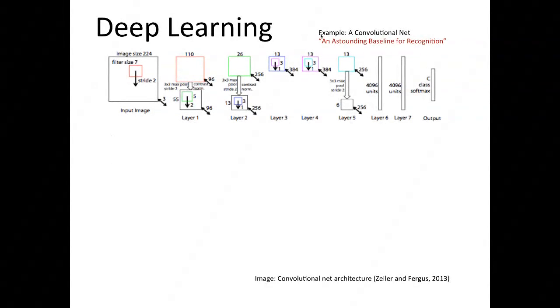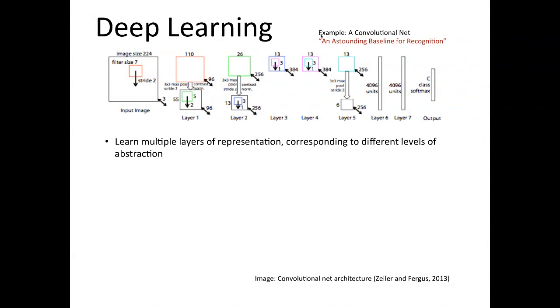Okay, so deep learning, you must be familiar with the word deep learning because people are talking about deep learning every day these days. So deep learning is learning deep. So what is deep? Deep means multiple layers. At first people believed that deep learning is learning deep neural networks, but now in general people talk about deep learning as learning multiple layers of representation, corresponding to different levels of abstraction. So each layer of the neural network or each layer of the convolutional neural network is a different level of abstraction of features.